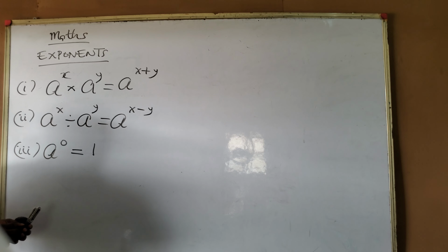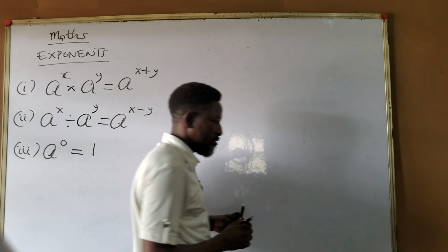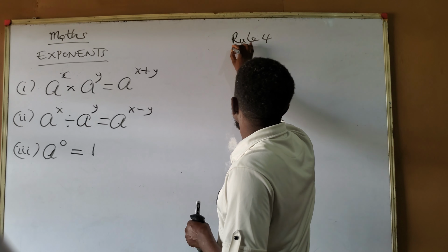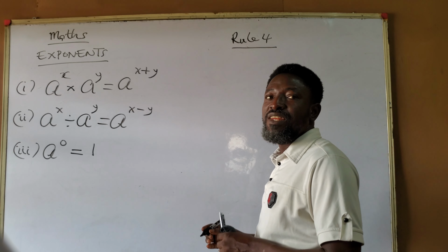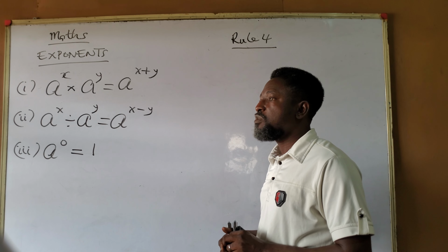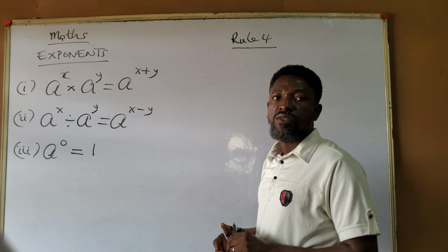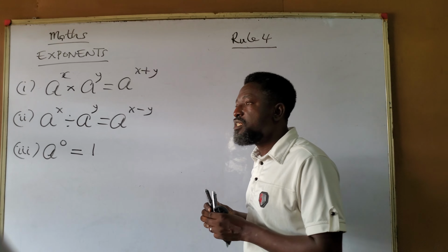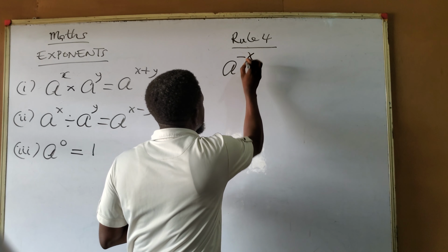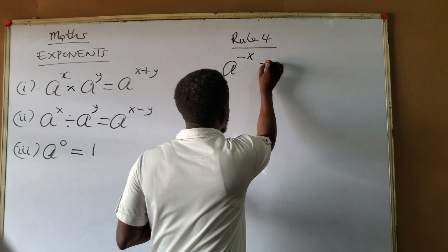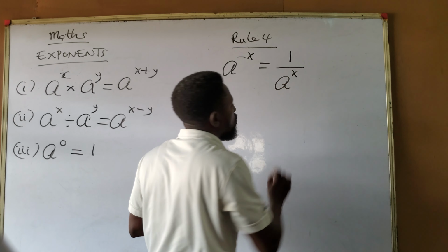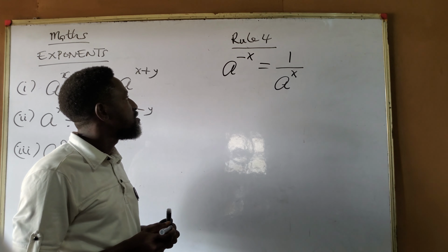So today we're going to start with rule 4, the fourth rule of exponents. This rule is used to remove the negative index. Remember in our previous slide, I told you that index is the same thing as a power or exponent. So this rule is used to remove the negative index. So if you have something like a to the power minus x, the rule says a to the power minus x is the same thing as 1 over a to the power x.